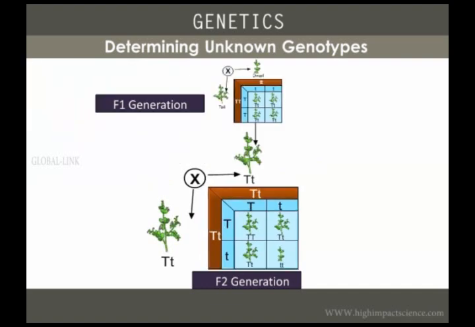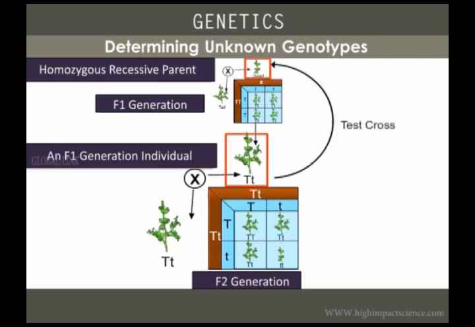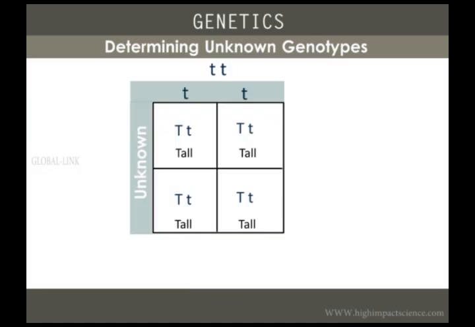A test cross, that is a cross between an individual of the F1 generation and a homozygous recessive parent, is carried out. If the offspring are all tall, then it means the parent was homozygous tall, or capital T capital T. However, if it bears a mixture of tall and dwarf plants in a 50-50 ratio, then it was a heterozygous tall, or capital T small t, plant.